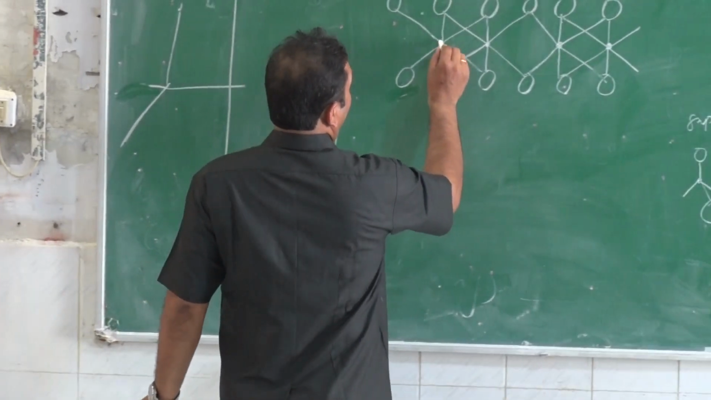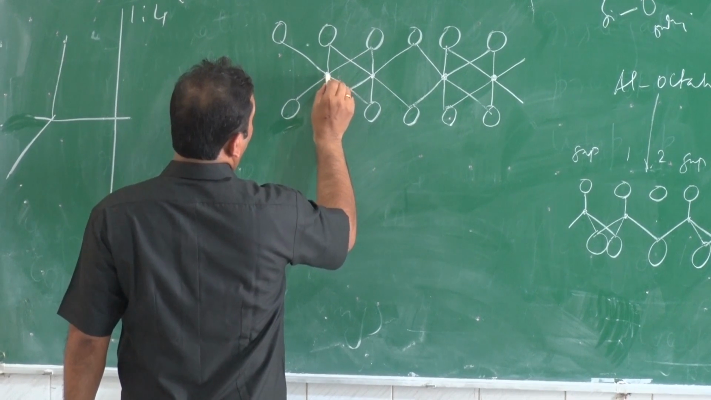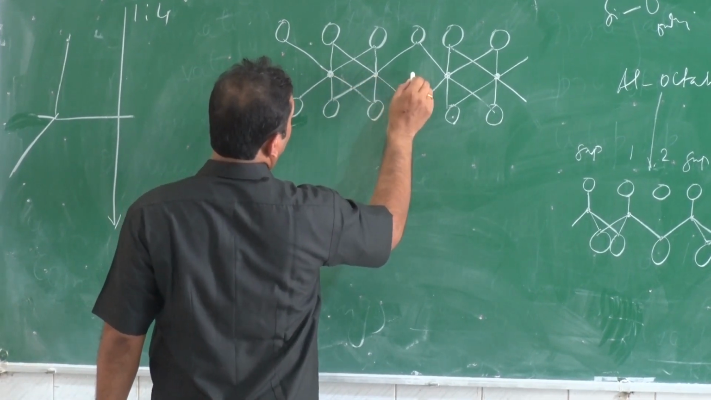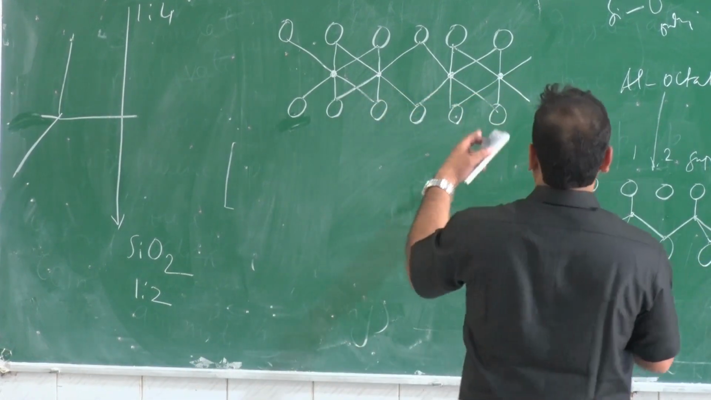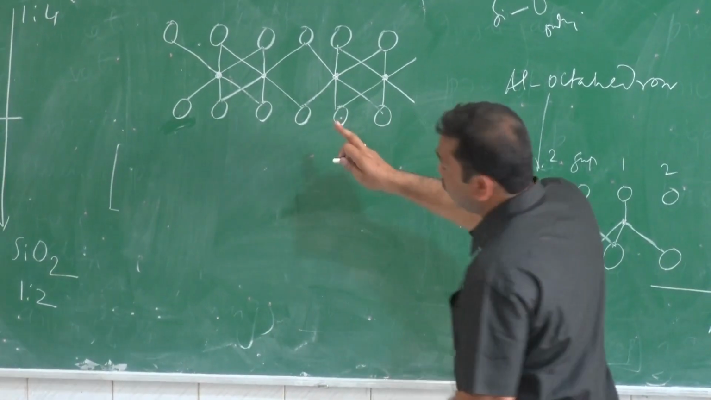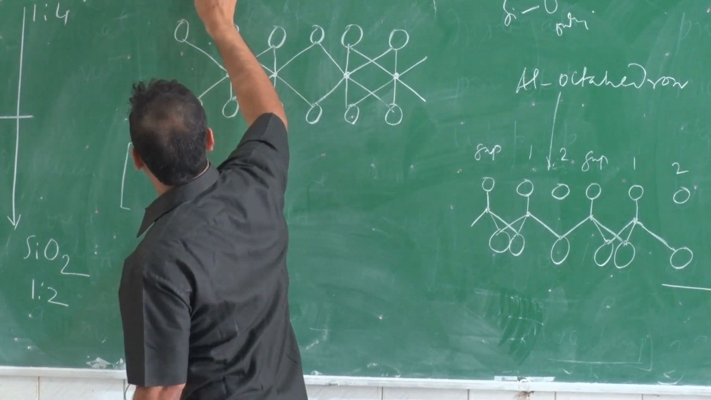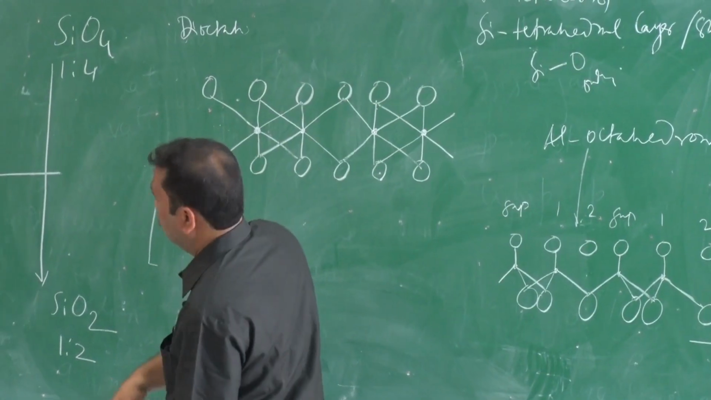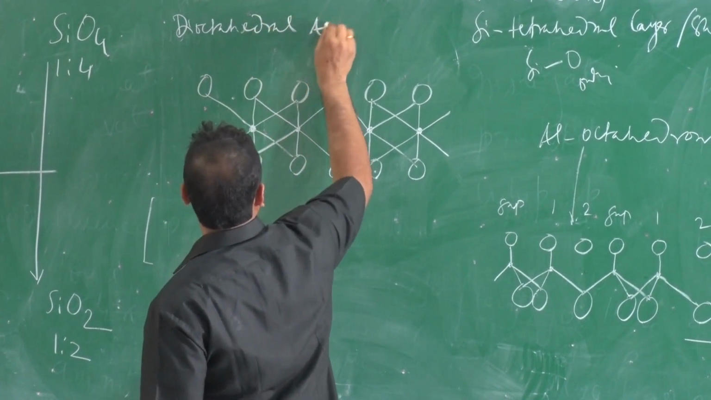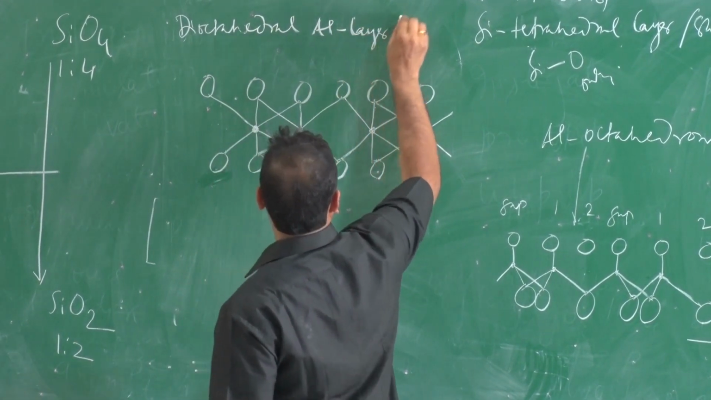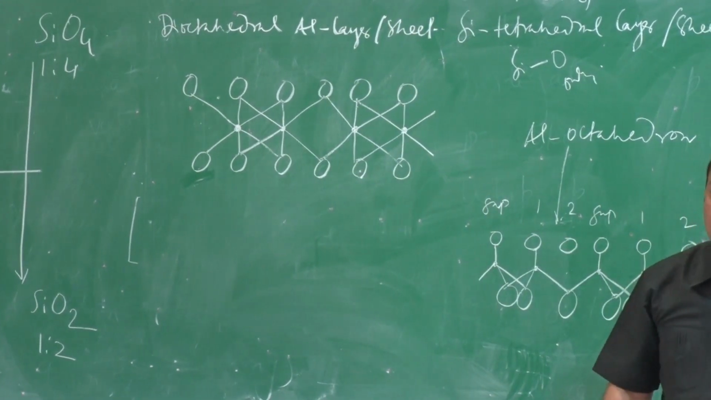So now this I said, say gap, or say 1, 2, whatever the way. Now I will show you the stacking, then only you will realize. So this is what? This is dioctahedral alumina layer. Clear? Fine.